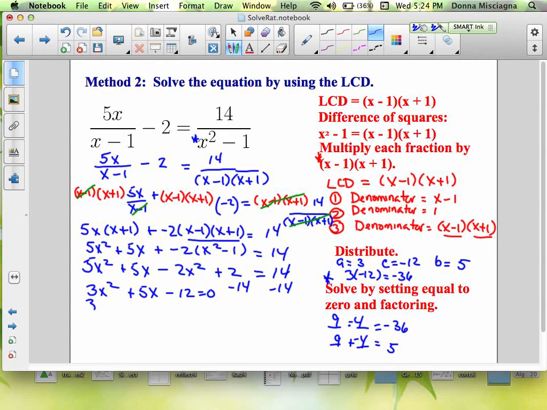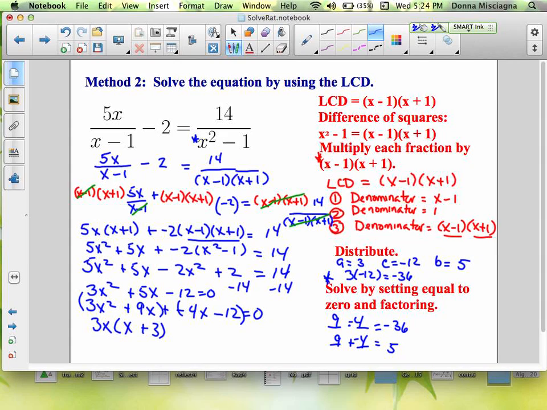So we keep the 3x squared. Let's replace the 5x with a positive 9x and a negative 4x. Remember, the negative goes with the 4x. And then negative 12 stays. And then the first two are a group, second two are a group. Pull out the greatest common factor. The greatest common factor for 3x squared and 9x is the 3x. 3x squared divided by 3x is x. 9x divided by 3x is 3.